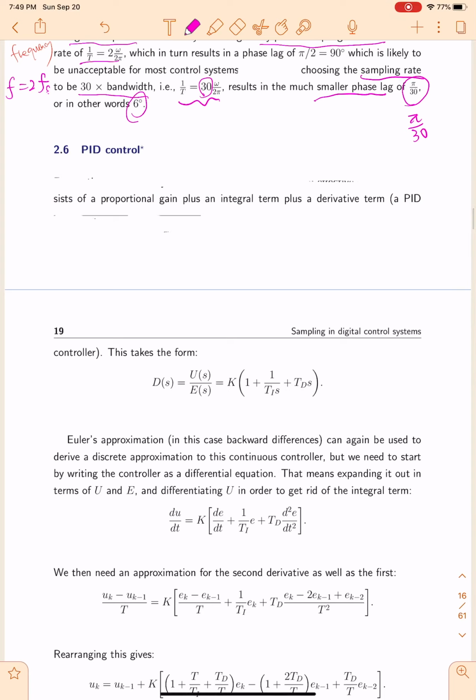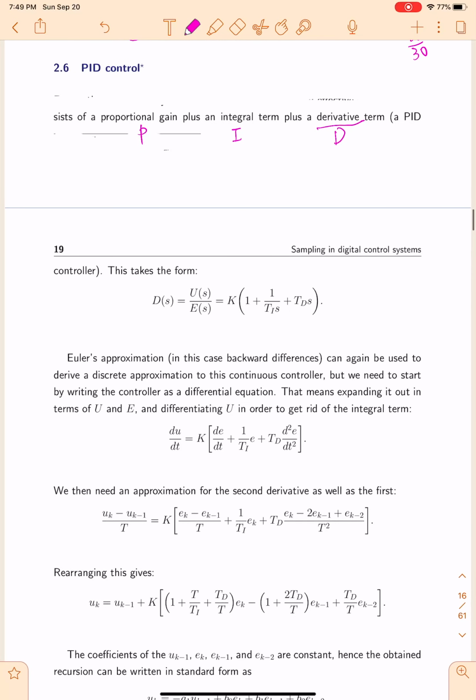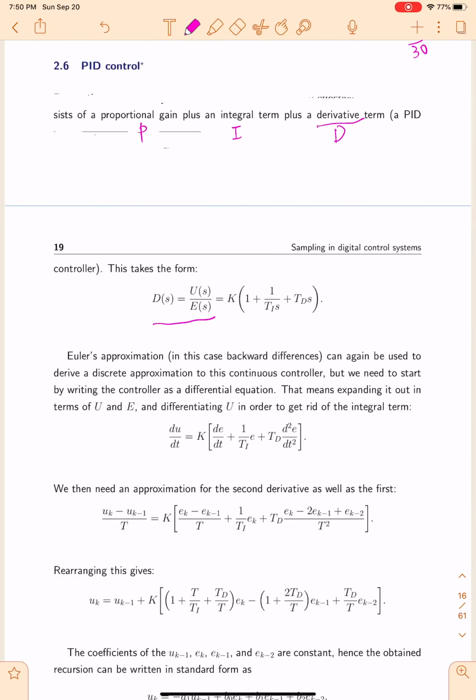For the PID controller, this is also a concept from control systems, briefly mentioned here. A proportional gain P plus an integral gain I and a derivative D: a PID takes the form D equals U divided by E equals K, and in brackets that's 1 plus 1 over TI s plus TD s. This needs to be memorized.